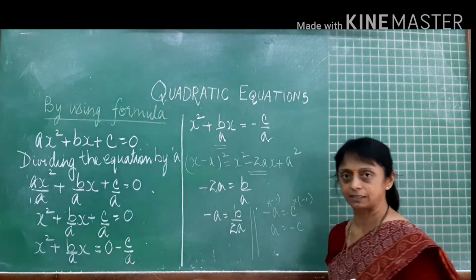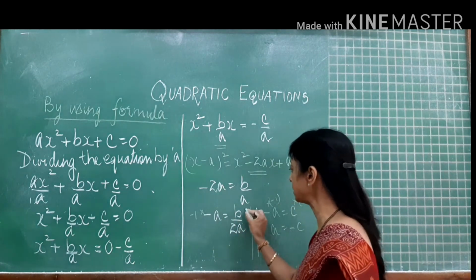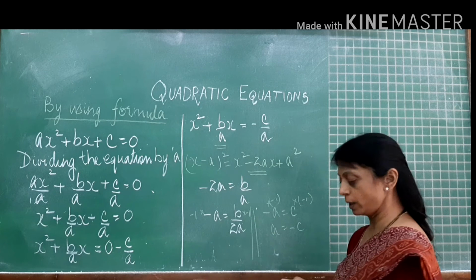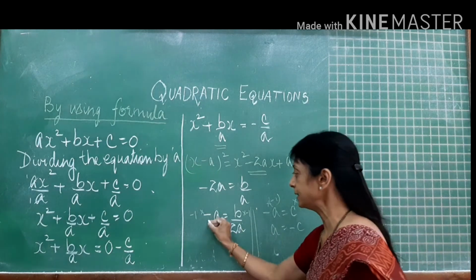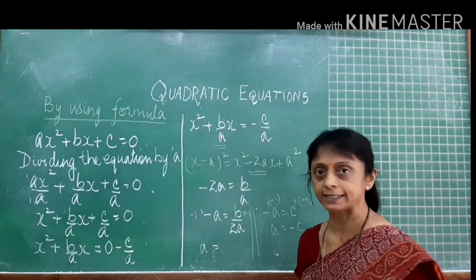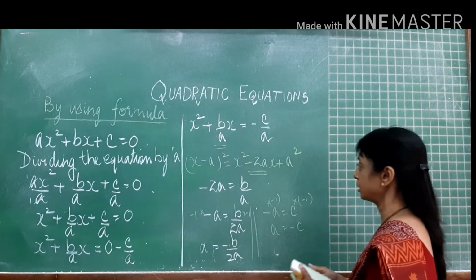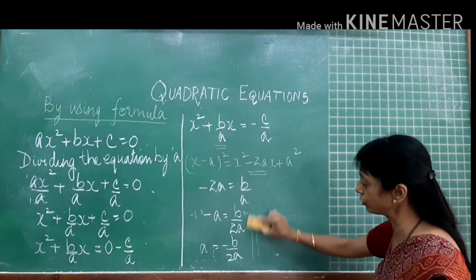Multiplying both the sides by minus 1. What do we get? Minus into minus becomes plus. Again, plus into minus is minus b upon 2a. So now let's further solve it, children.